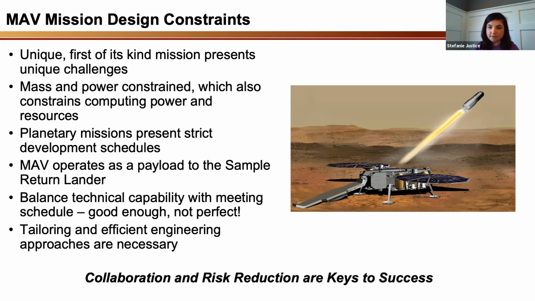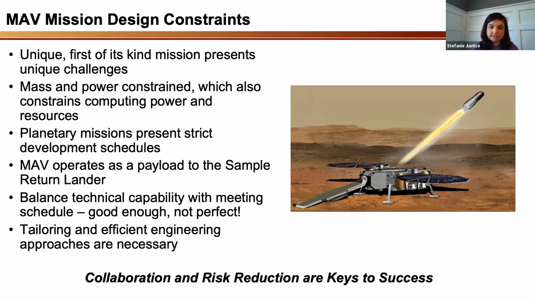In addition, the Mars sample return mission is a planetary mission. So we have very strict development schedules. It's not like a shuttle mission where you have many launch windows where you can just slip to the next available one. There are a couple of really decent windows, and beyond that, you're kind of out of luck. So that provides us immense schedule pressure.